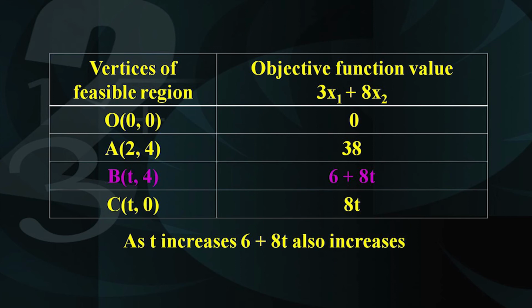Now, you find that if you substitute any value of t greater than 2, you will keep on getting higher and higher values of these expressions, and obviously this one is higher than this one. So, we can conclude that this point B can be increased as the value of t is increased, and that is the reason why, as t increases, 6 plus 8t also increases, and this means that the problem has an unbounded solution.